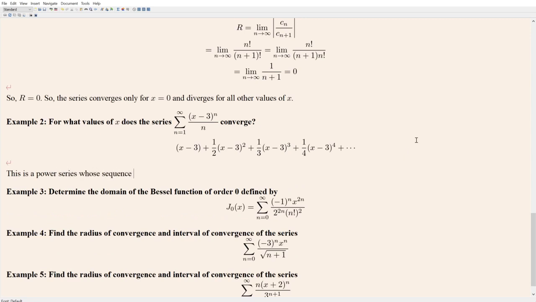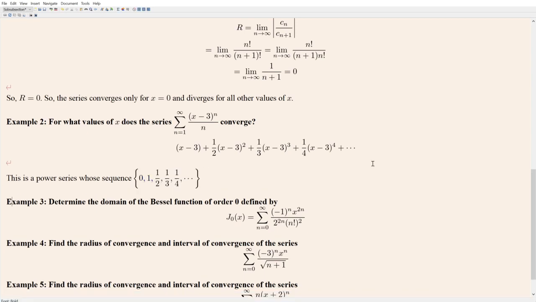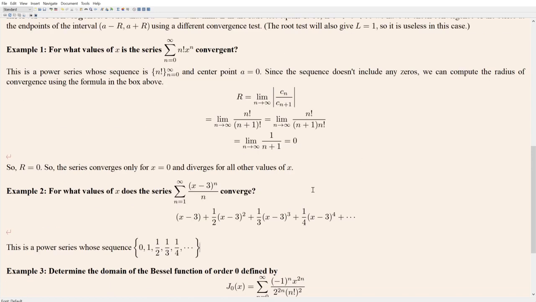So the sequence associated with this power series has to start with 0, and then 1, and then 1/2, then 1/3, then 1/4, and then it proceeds as you would expect from there. So yeah, it's a technical point, but I did want to mention it. So that's the sequence, and the center point is 3.